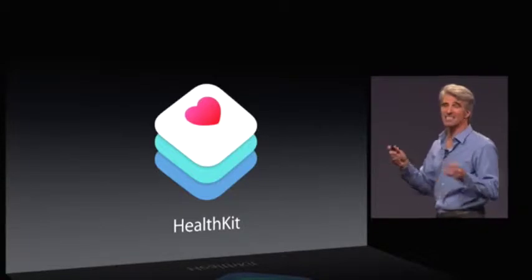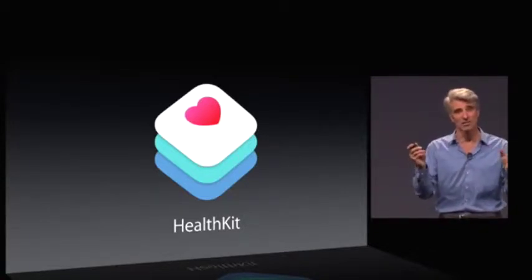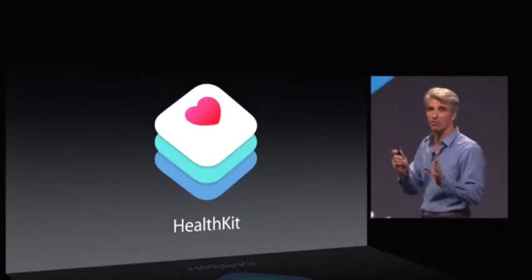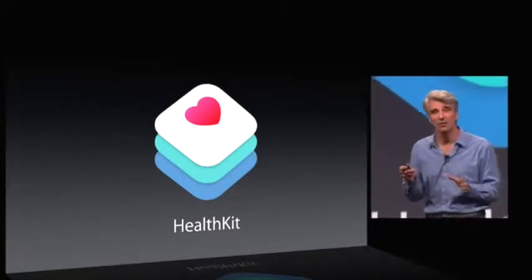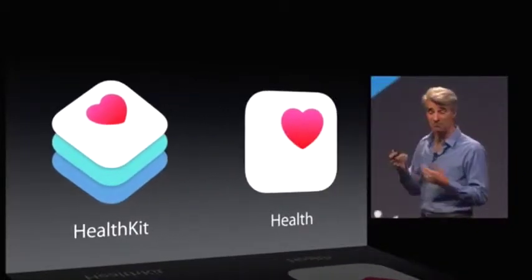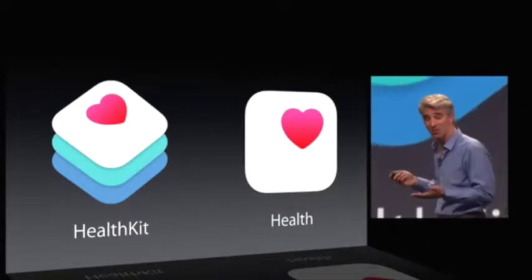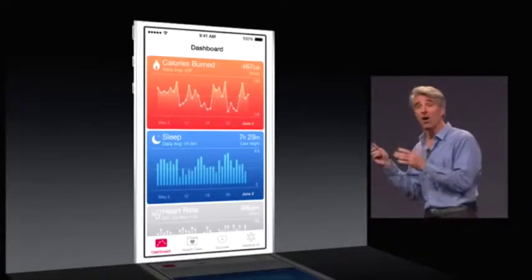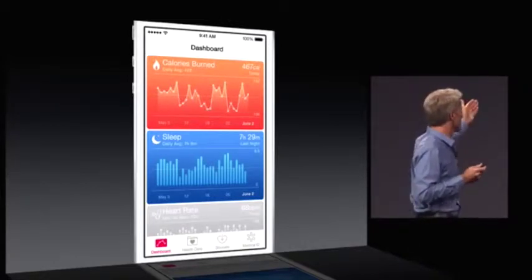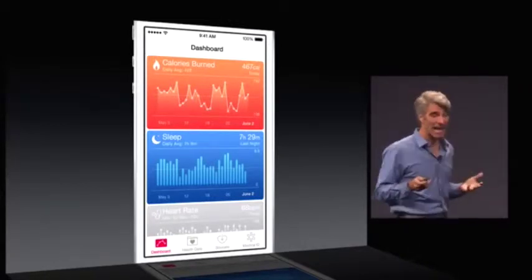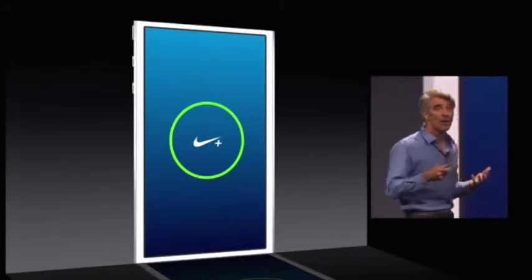HealthKit provides a single place that applications can contribute to a composite profile of your activity and health. And HealthKit comes with a corresponding application, Health. And with Health, you can monitor all of your metrics that you're most interested in, your activity. But not just that, you can use third-party applications.